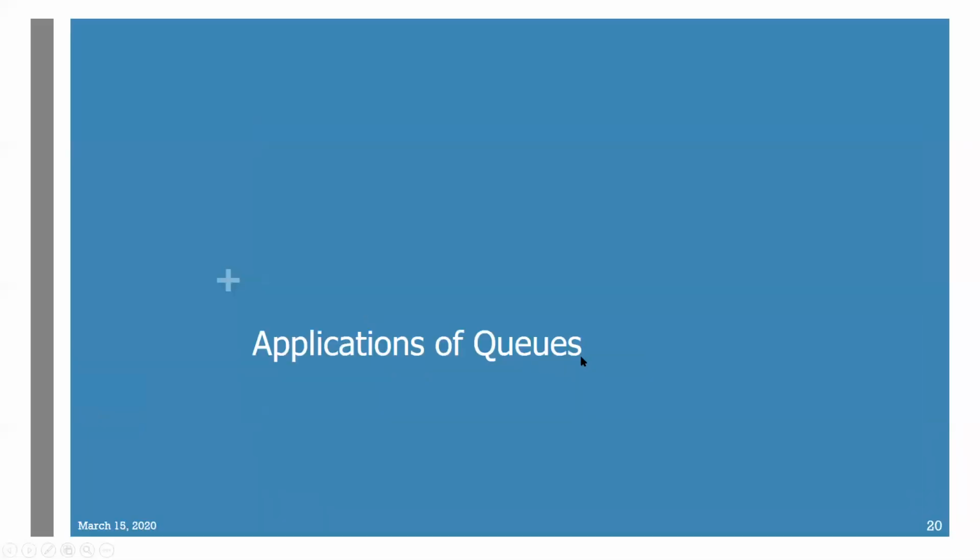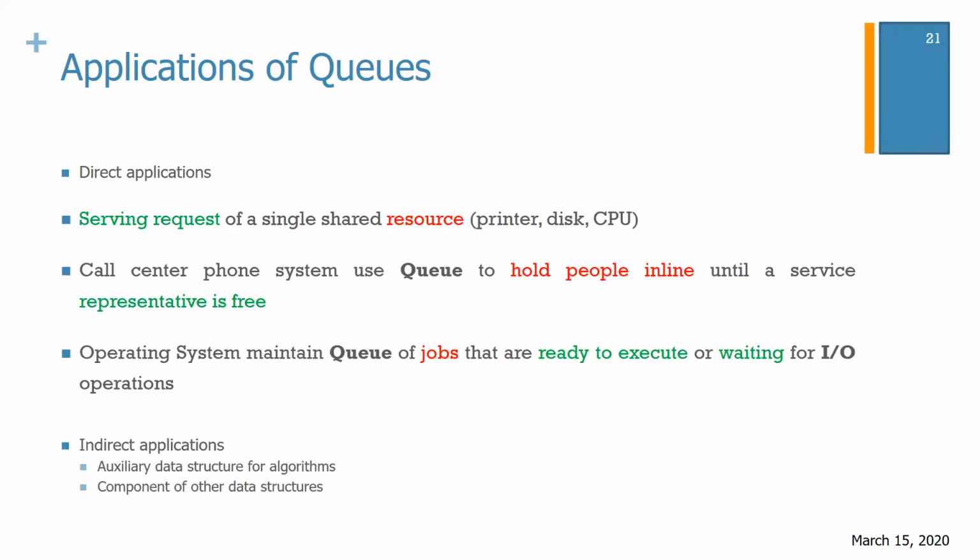For applications of queues, one of the direct applications, we can use the queue to serve anything for medical centers, for different businesses, and so on. This is direct applications. Serving requests of a single shared resource, for printer, disk, CPU, the operating system will manage the spooling, will manage serving for printer, also disk or CPU and so on, with a queue as a buffer, because the queue is first in, first out, and so on.